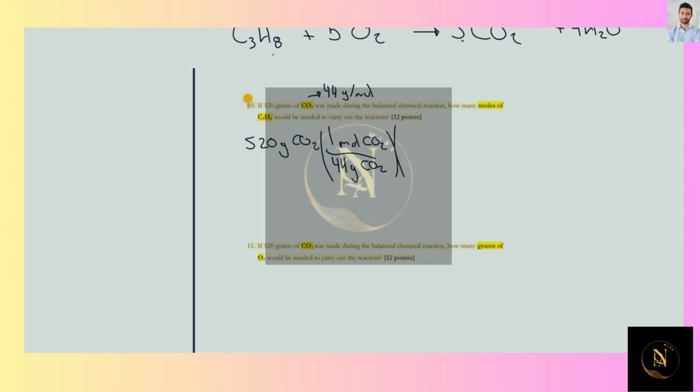And additionally to that, we know that 3 mole of CO2 comes from 1 mole of C3H8, from this hydrocarbon. So the result would be equal to 3.94 mole, rounding up our answer to 3 significant digits.